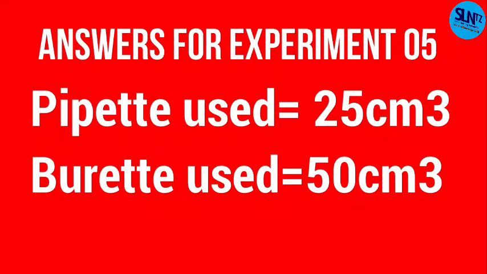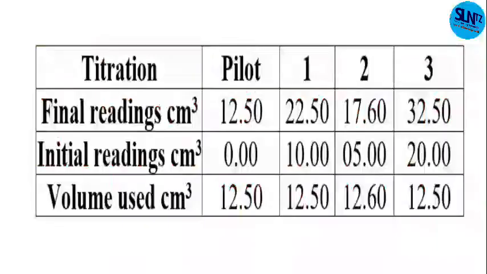After going through the questions, let's see the answers. The first answer: you are supposed to show the pipette used and the burette used. Our pipette used here is 25 ml and the burette is always 50 ml or cm cubed. Then you are supposed to show a table of results or burette readings. On showing your table, you should consider SI units of volume, and write your values to 2 decimal places as you see there.